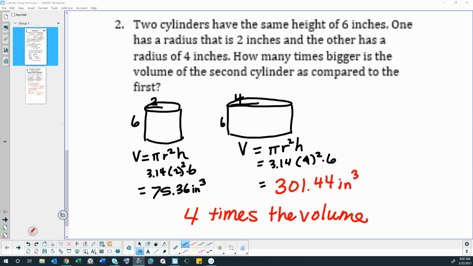When the radius was doubled, the volume quadruples. Doesn't just double, it quadruples because it's squared. So it's not just timesing by 2, it's timesing by 2 times 2. All right.